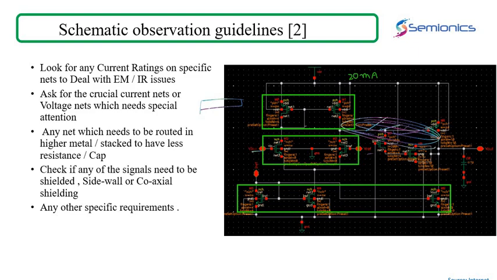Some nets might require shielding. It deals with signal integrity or crosstalk issues. So you need to check with your designer, do I need to go for a sidewall shielding? Do I need to go for a coaxial shielding, or any other? Finally, any other specific requirements.